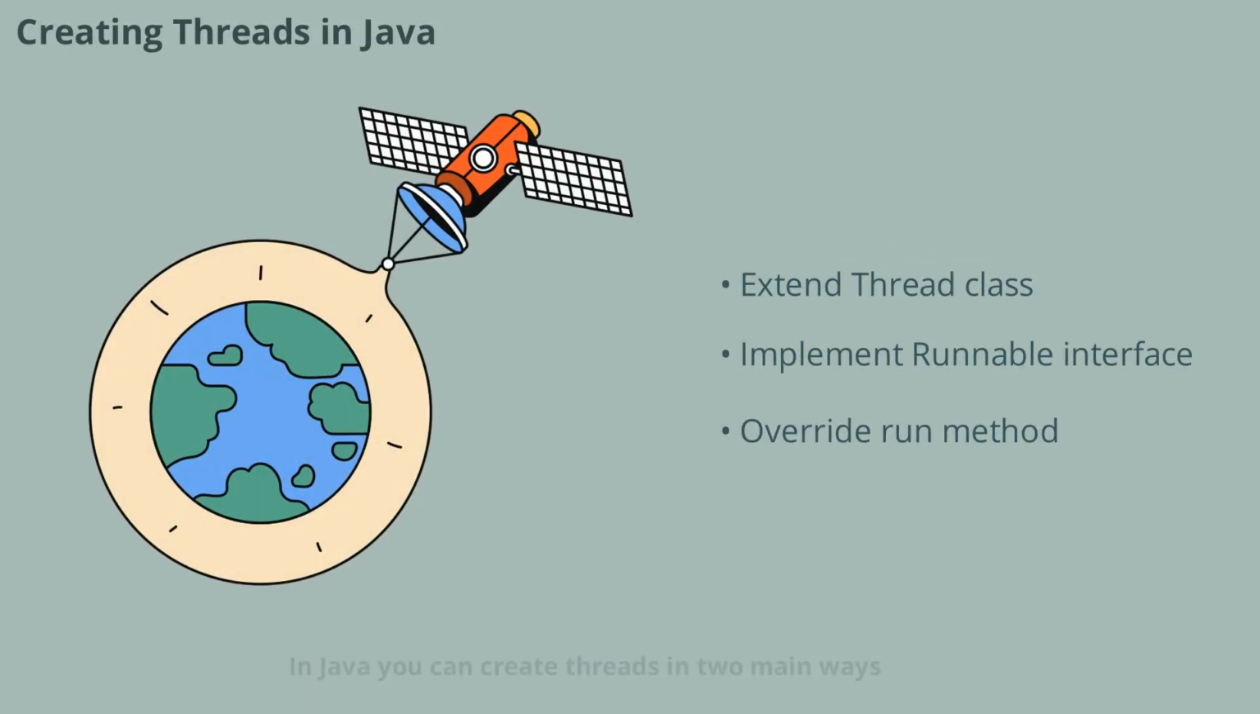In Java, you can create threads in 2 main ways: by extending the Thread class or by implementing the Runnable interface. Extending Thread is straightforward but limits inheritance, while implementing Runnable allows your class to extend other classes. Both approaches require you to override the run method, which contains the code to be executed by the thread.